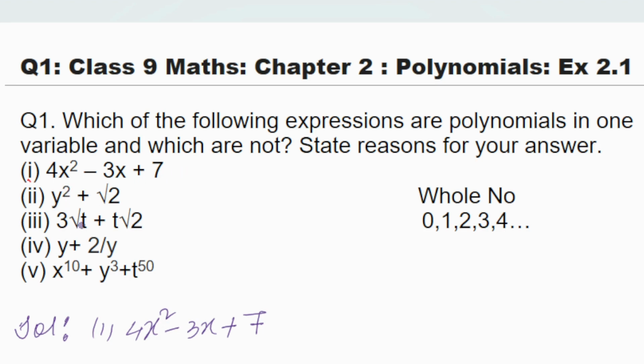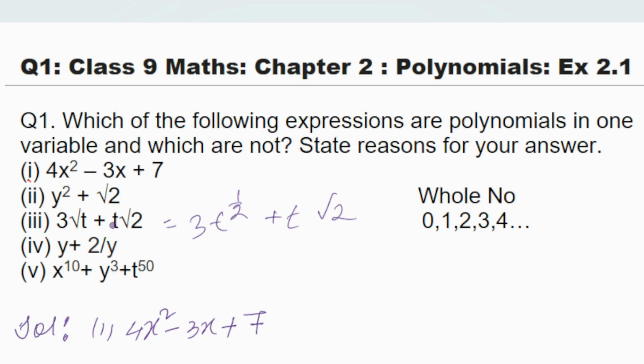But here, see, 3 root t, I can write this as 3 t to the power 1 by 2 plus t to the power 1 by root 2. In this case the power of t is 1 by 2, and 1 by 2 is not a whole number, it is a rational number, so this is not a polynomial.